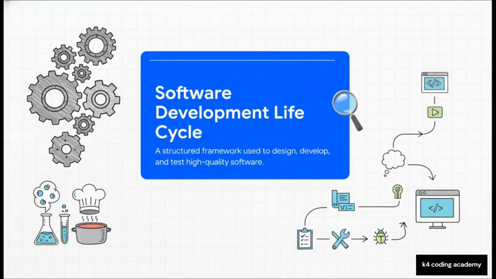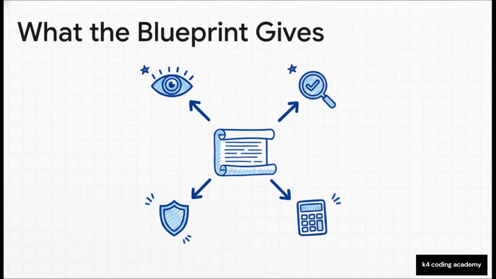The SDLC is a structured framework that breaks down the entire process of building software into a series of clear, well-defined stages. You should think of it less like a simple recipe and more like an architect's master plan, something that guides the team from the foundation all the way to the finished building, making sure nothing critical gets missed along the way.